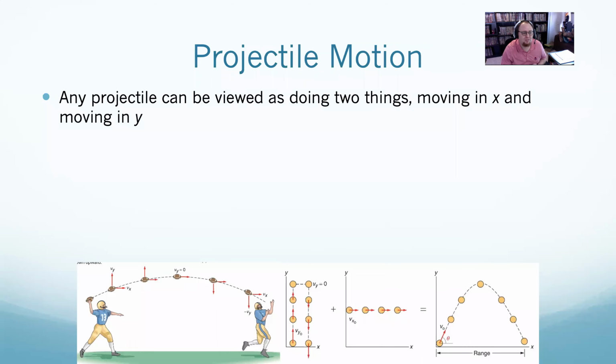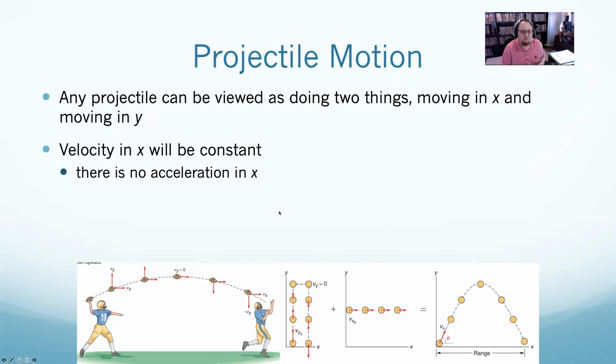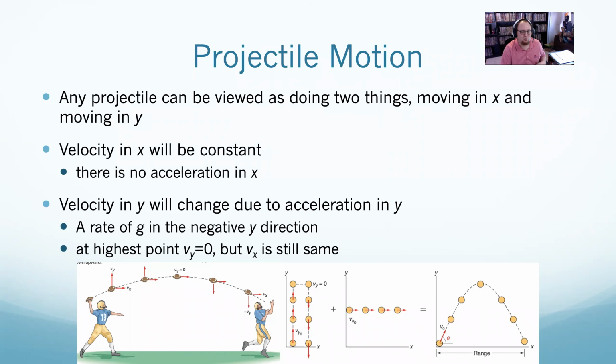In projectile motion, once again, the projectile is doing two separate things. If you're throwing a football in an arc, you can say the football is really doing two things at once. The football is going straight up and straight down, and it's also moving sideways at once. The velocity in x will be constant. The velocity in y would just be the same as if it was thrown straight upwards.